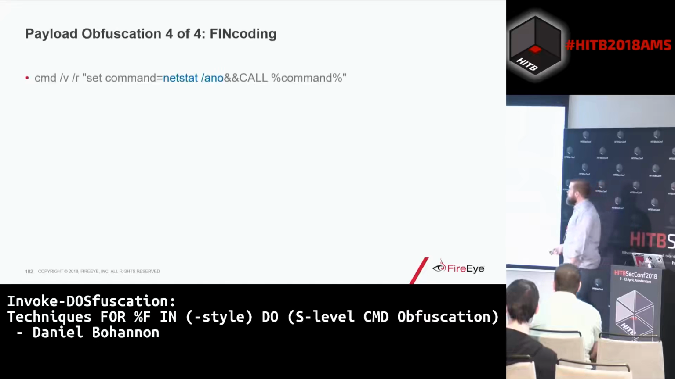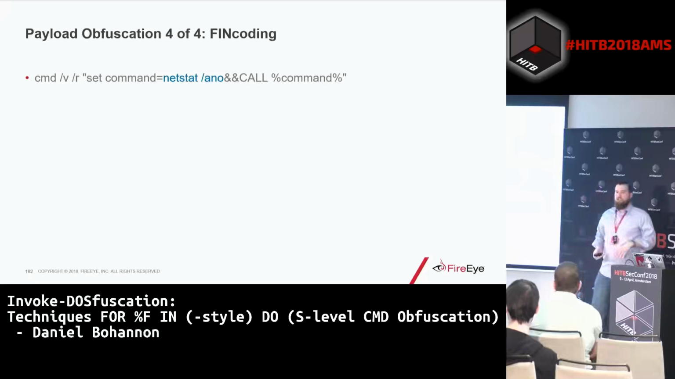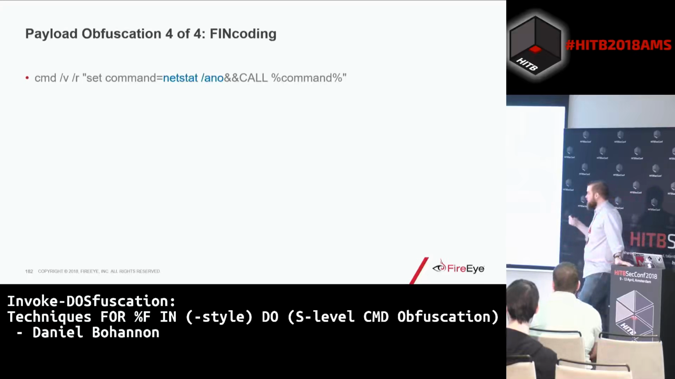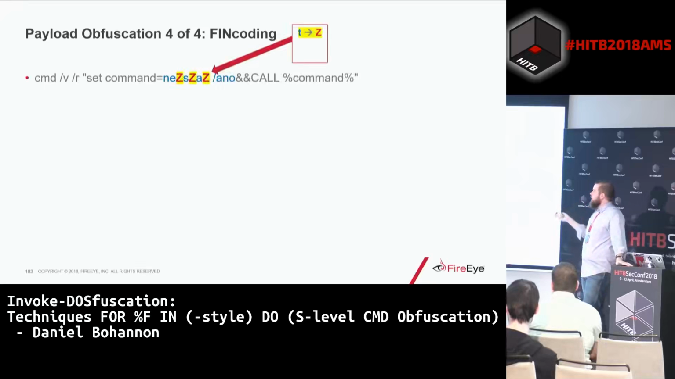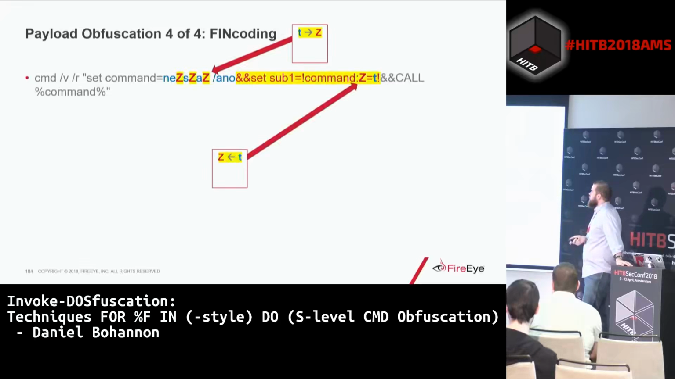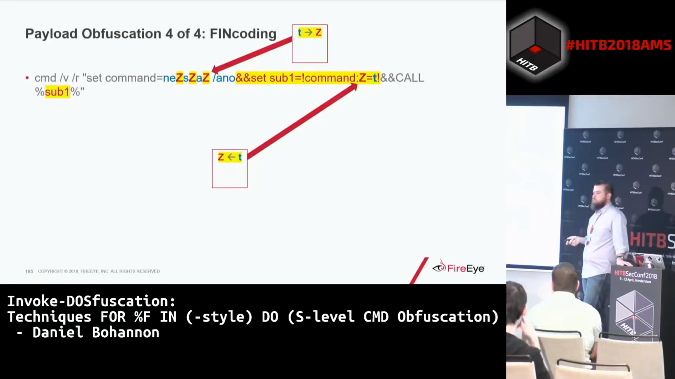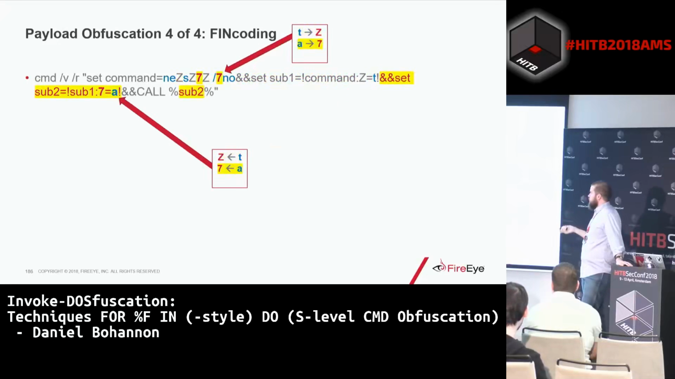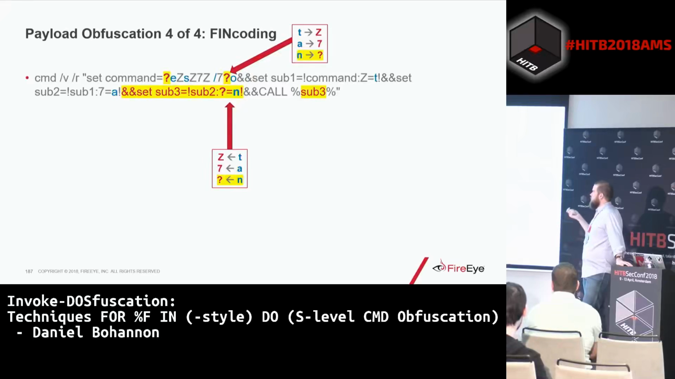The very last one is fincoding. Basically what we're going to do is select characters. This is similar to the Out-FINcoded command POC that I released a year ago, or last year. But basically you can take characters. So let's say we want to take every character T in netstat and replace it with a capital Z. So we replace that. And then we have to add an additional command to say substitute in memory capital Z's with lowercase t's, and then set that in sub1, and then we'll just execute this variable called sub1. We'll do it again and say, all right, replace all lowercase a's with 7s, do another substitution, replace n's with question marks, etc.